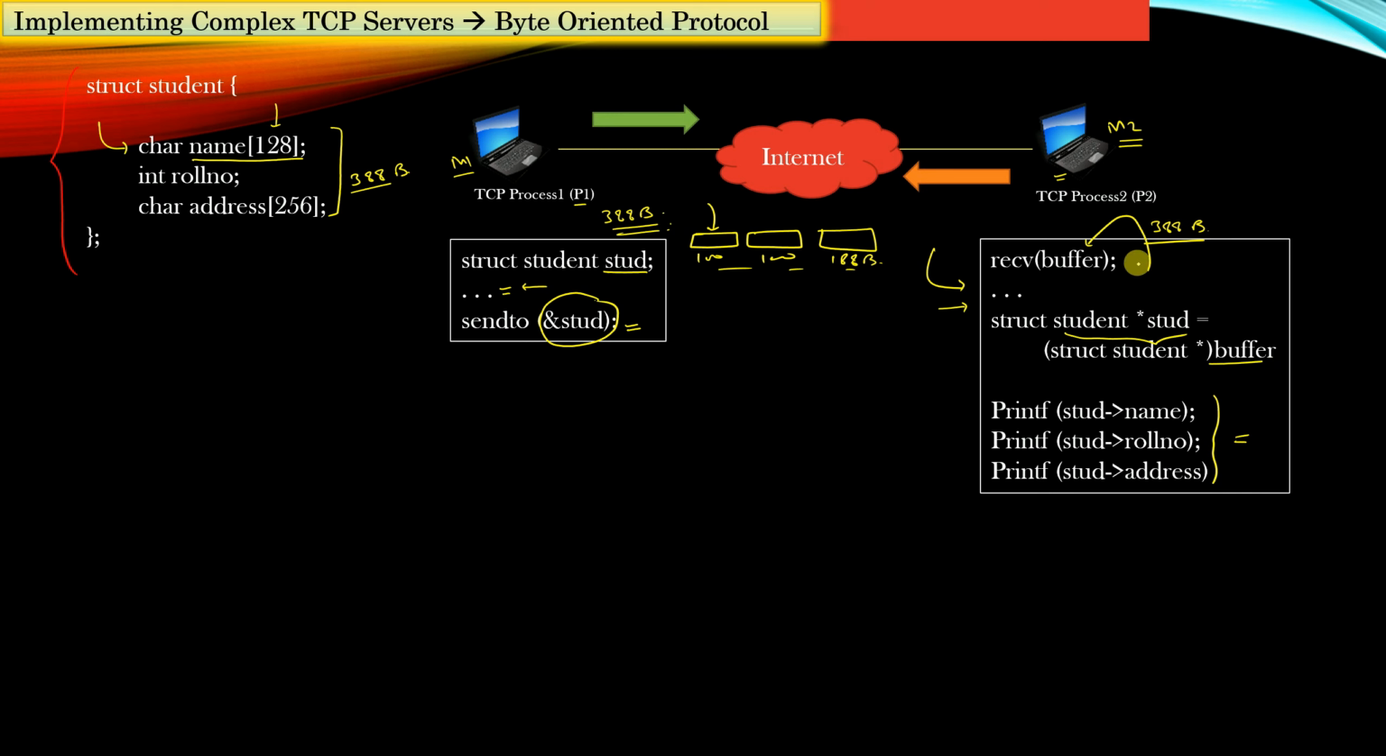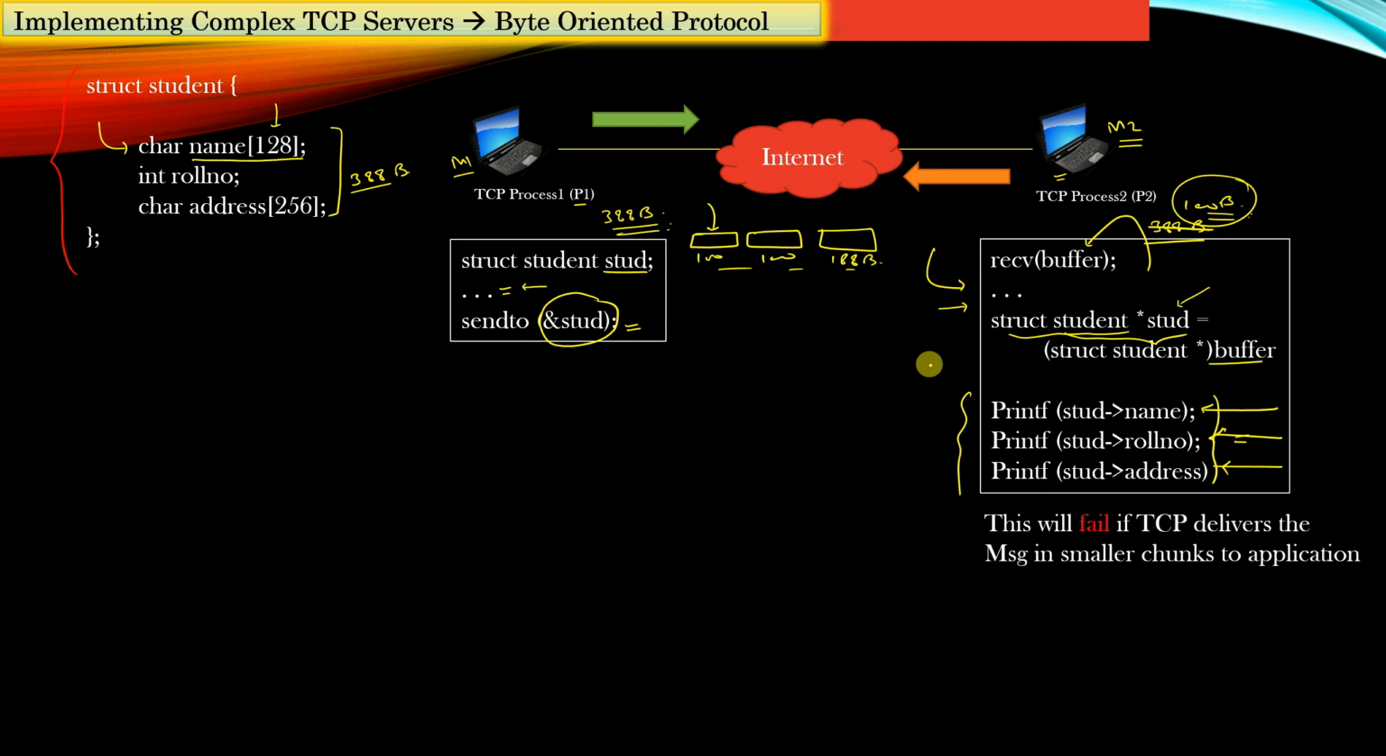But consider a scenario where instead of 388 bytes, the TCP running on the machine M2 delivers just 100 bytes. If you try to print this information after typecasting these 100 bytes into the structure student, you will end up printing garbage. Or if you do any other manipulation with this object student in this scenario, then your application may crash. So this will fail if TCP delivers the message in smaller chunks to the application on the machine M2. Thus TCP does not know where the message begins and where it ends.